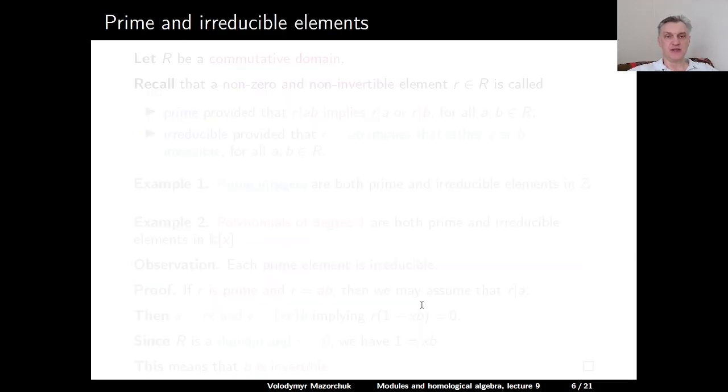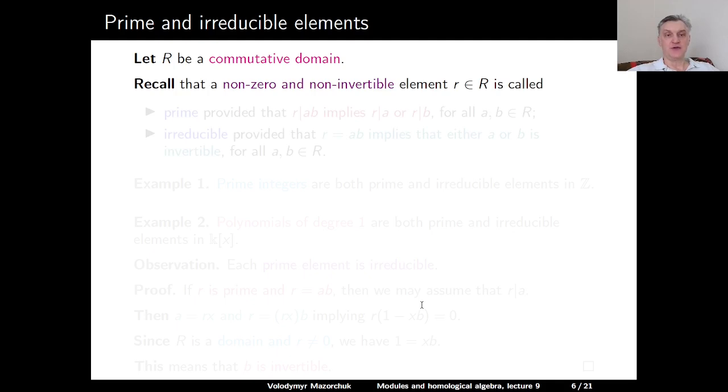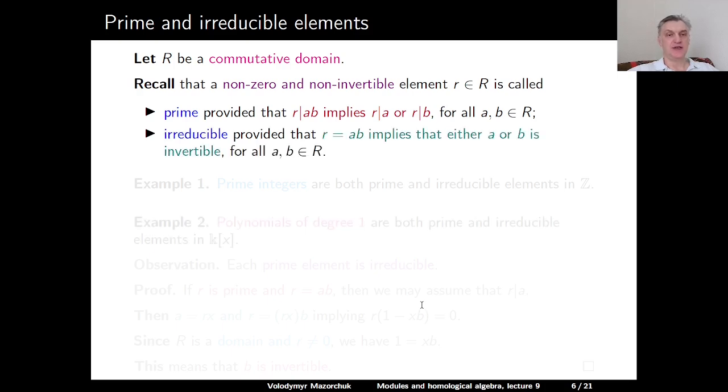Now let us discuss prime and irreducible elements in commutative rings. Let R be a commutative domain. Recall that a non-zero and non-invertible element r in R is called prime, provided that it has the following property. If it divides the product ab of any two elements in R, then it must either divide a or b. And this element r is called irreducible, provided that as soon as we write r as a product of two elements a and b, it should follow that either a or b is an invertible element.